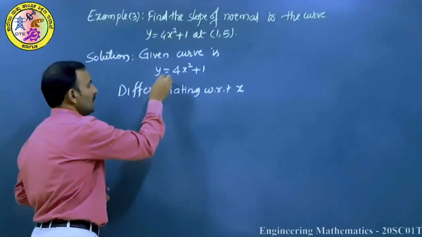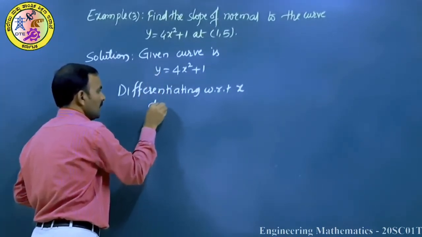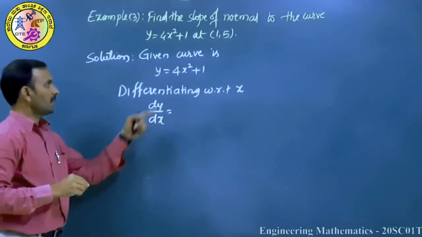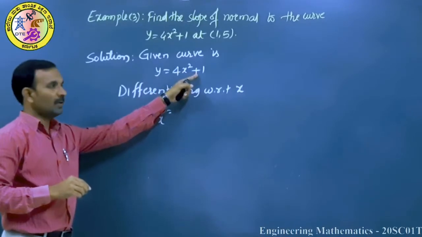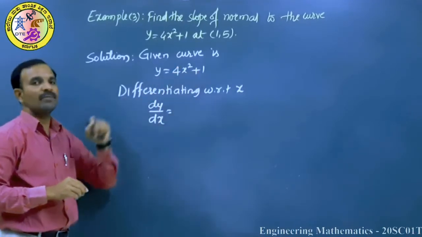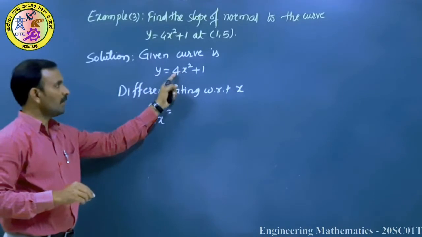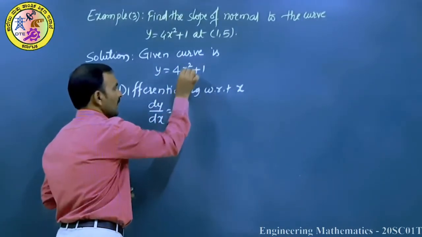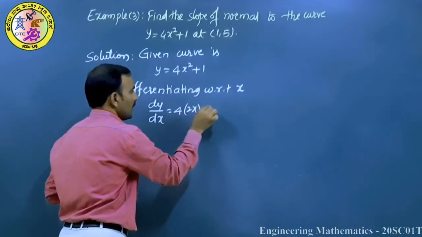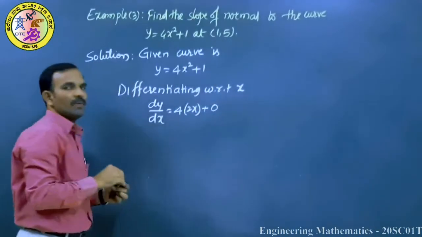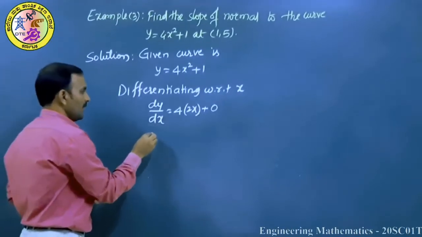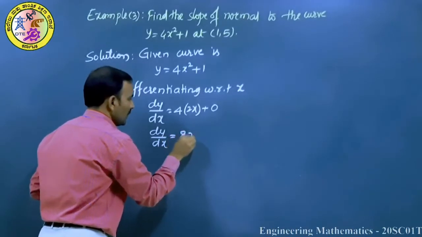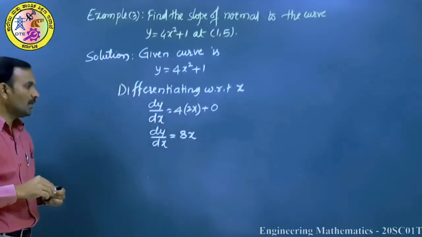Now, what is the differentiation of y? dy by dx, 4x square plus 1, sum rule: first term differentiation plus second term differentiation. The first term is 4x square. 4 as it is, and the differentiation of x square is 2x. Plus 1 differentiation is 0. So dy by dx equal to 8x.